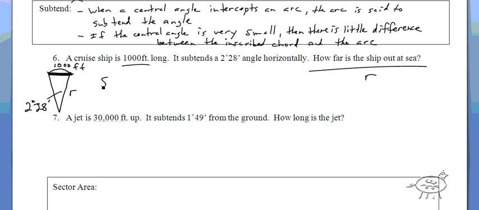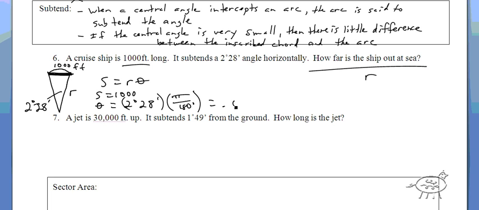All right, so let's use S equals R theta, and we're looking for R. I'm going to plug in everything. So, of course, S is 1,000 feet. And theta is 2 degrees, 28 minutes, and then I have to convert that into radians, so it's pi over 180 degrees. So theta comes out to be approximately 0.04305 radians.